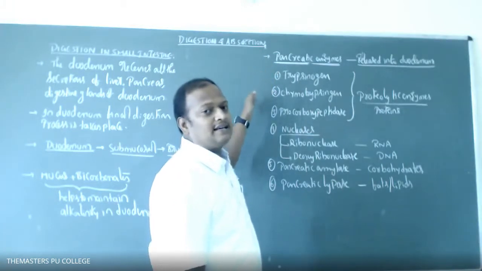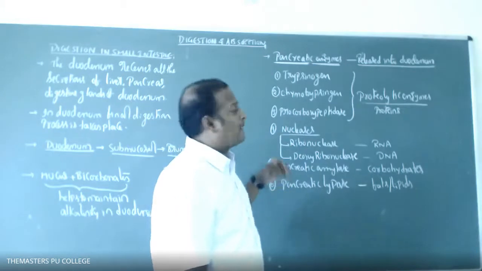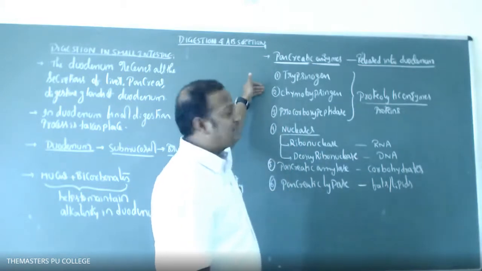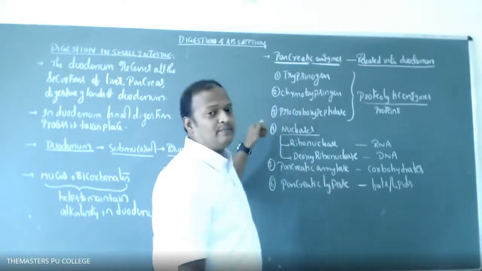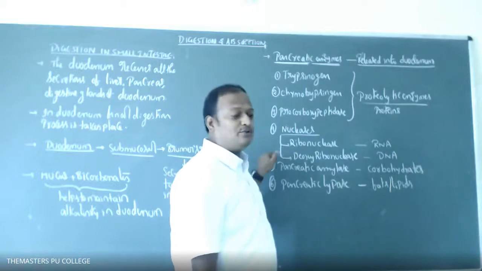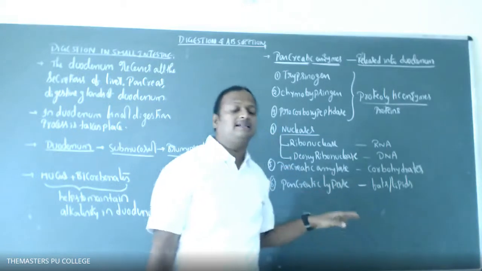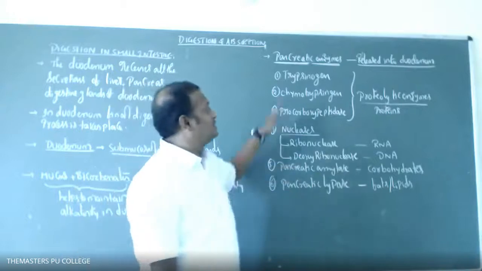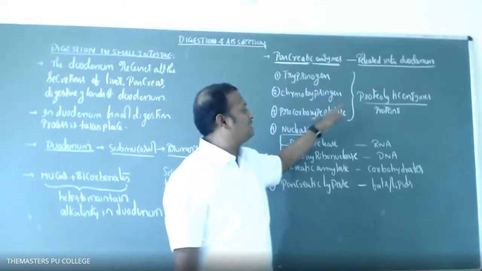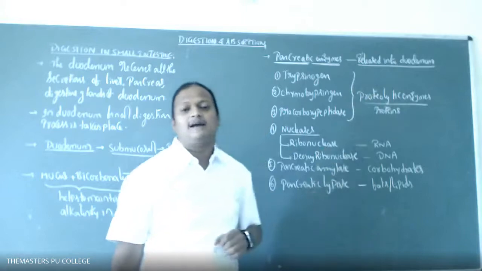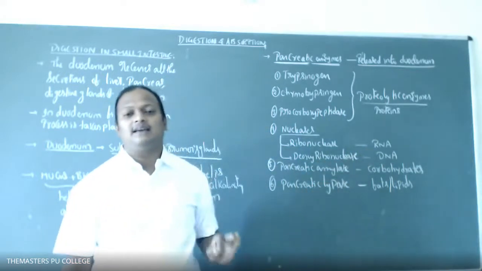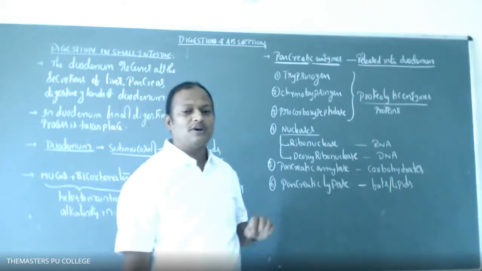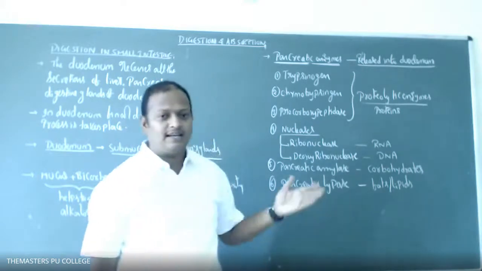Next, the duodenum receives all the enzymes secreted from the pancreas. What are the pancreatic enzymes? Trypsinogen, chymotrypsinogen, procarboxypeptidase, ribonuclease, deoxyribonuclease, pancreatic amylase, pancreatic lipase. Trypsinogen, chymotrypsinogen and procarboxypeptidase act on what, students? Those are proteins. And ribonuclease and deoxyribonuclease act on DNA and RNA, the nucleic acids. Okay, students, you can write nucleic acids in the bracket.